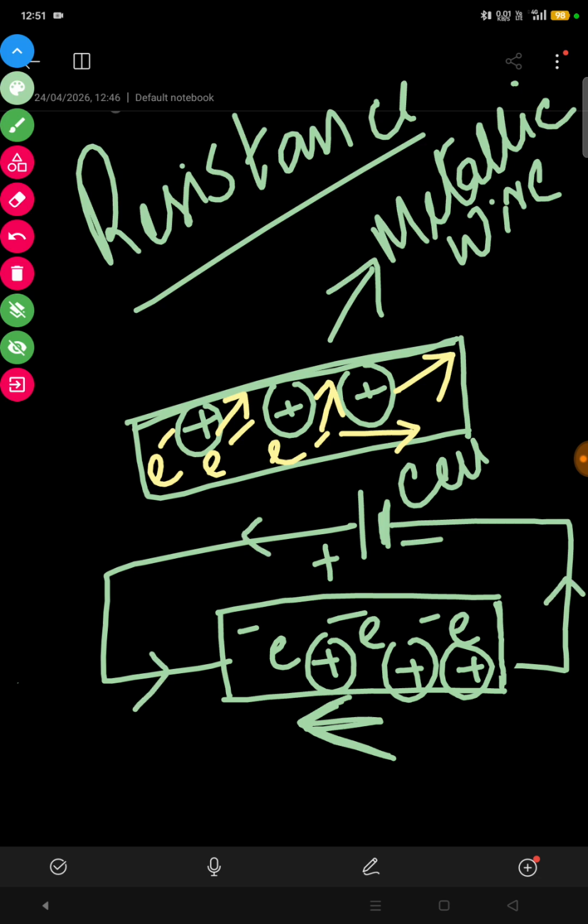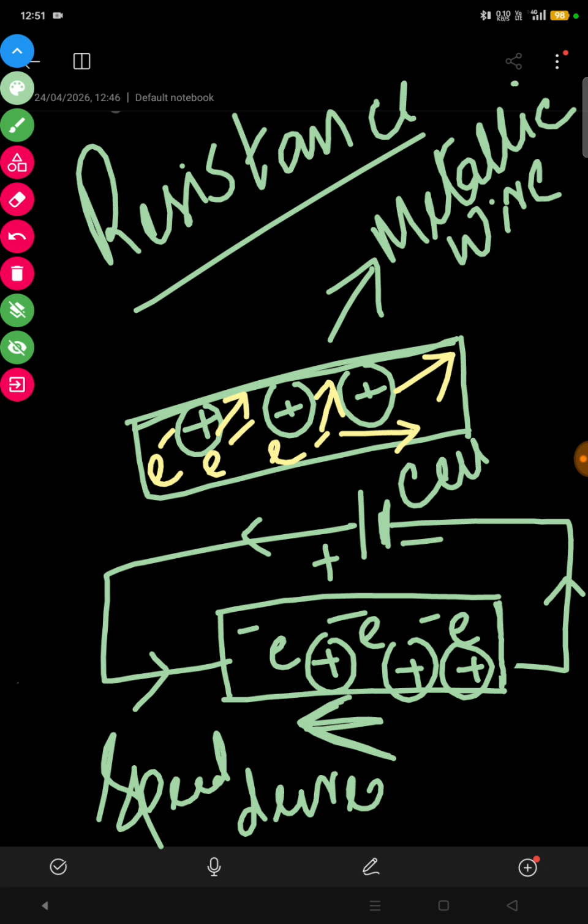Okay, so during the flow of the electrons, their speed decreases. Why does the speed decrease? During the movement, when they collide with the positive ions, they lose some of their kinetic energy, and that is the reason why the speed decreases. The speed of the electrons decreases because they are colliding with the positive ions.